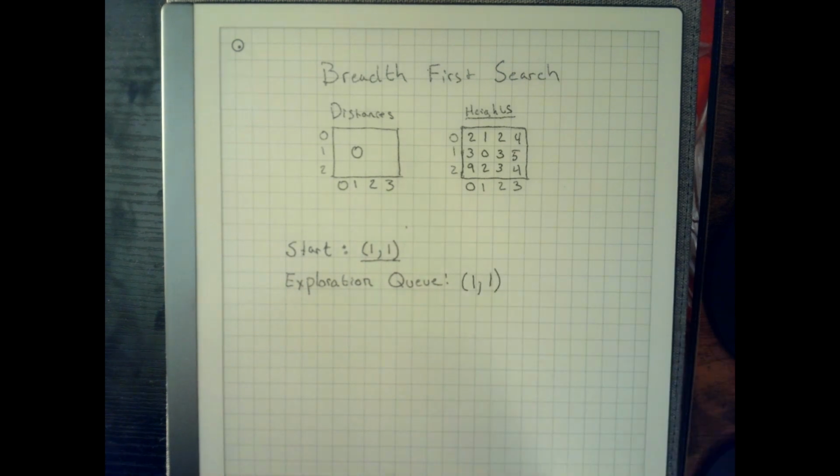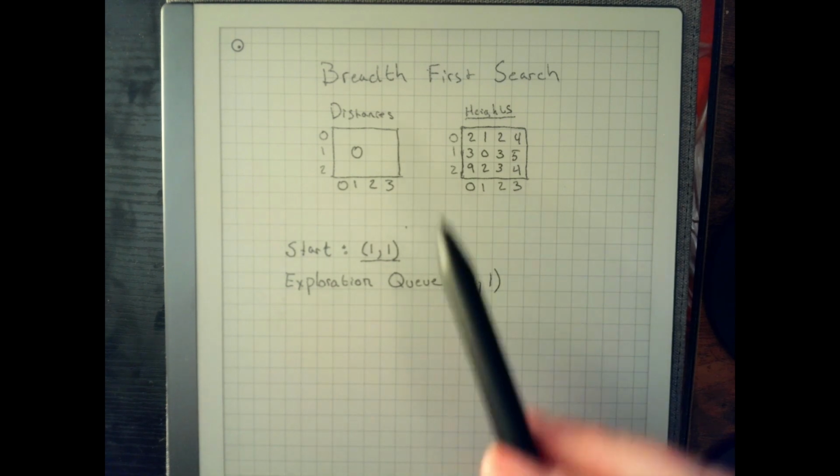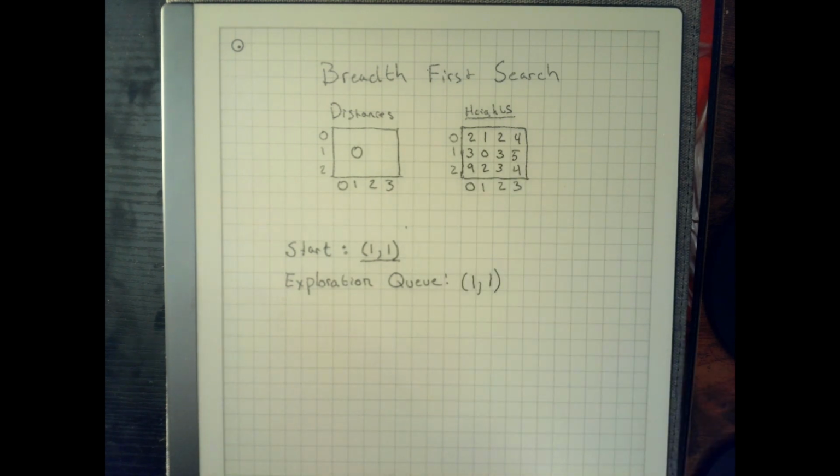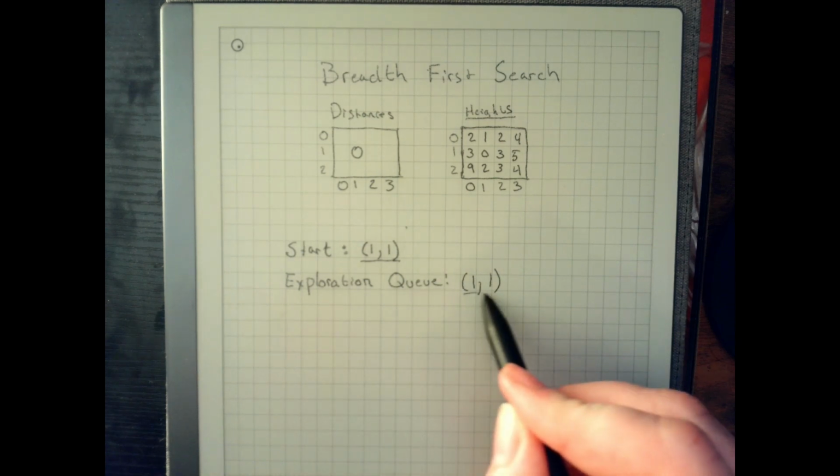The exploration queue defines the order we are going to visit each of the positions on our map. When we visit a position, we examine each of the neighbors that we can access from that position and update that position's distance based on the position we're exploring from.